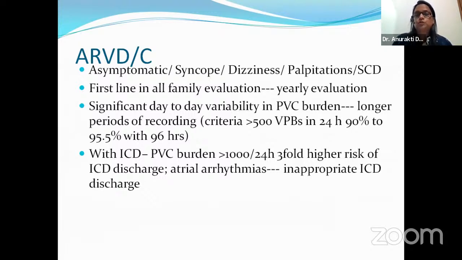Also, if the patient has an ICD, then inappropriate ICD discharge can be prevented if you know what arrhythmias are happening, and what drug therapy is required to control them. Suppose atrial arrhythmias are happening and you're having inappropriate ICD discharges due to that. You need to control the atrial arrhythmias first. So AECG will help you in defining which kind of arrhythmias the patient is experiencing.